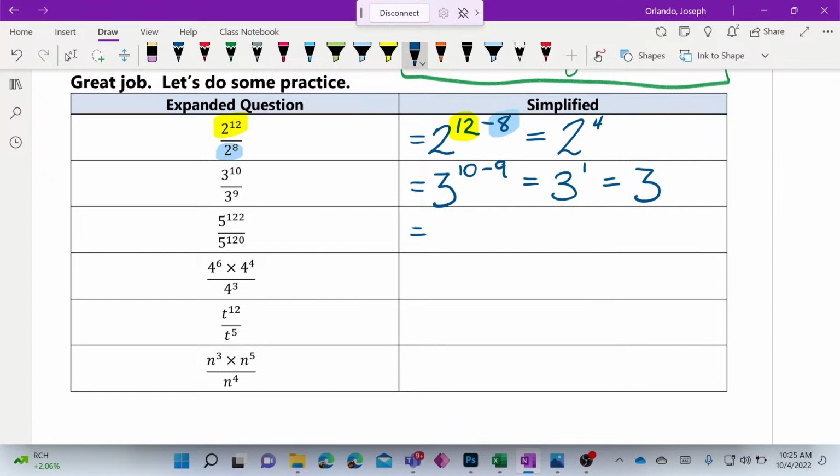All right, what am I going to get for this one? This will be 5 to the exponent. And how'd you do that? 122 minus 120. Very good. What about this one?